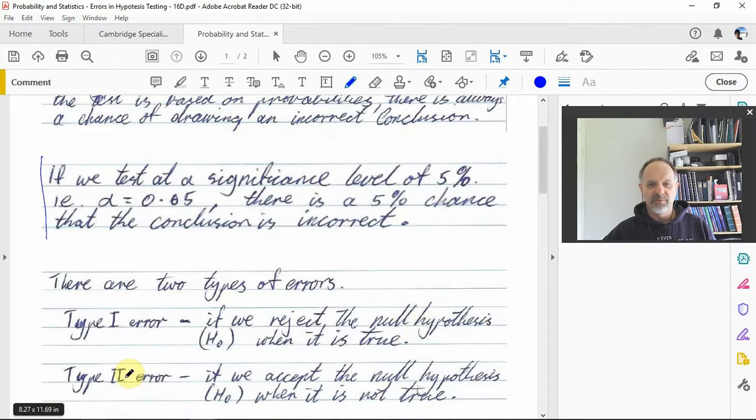And then the type 2 error is the opposite. We've done our statistics, we've accepted the null hypothesis, but unfortunately the statistics tell us, yes, accept it, but then it's not true. So type 1, you reject something when it's true. Type 2, you accept something when it's not true.